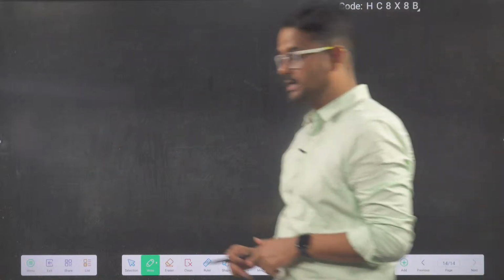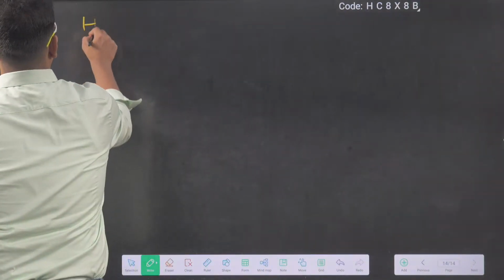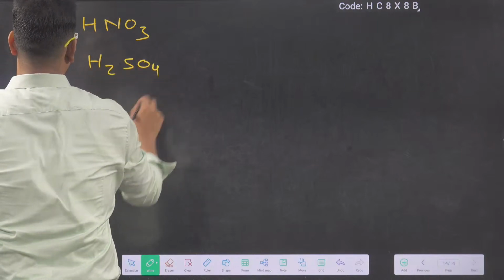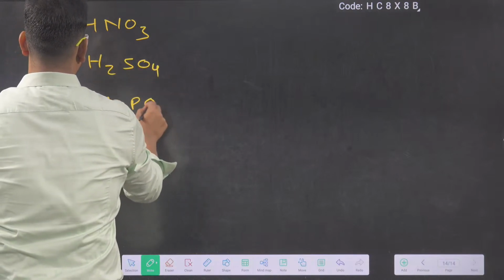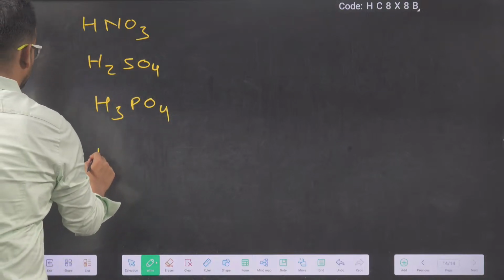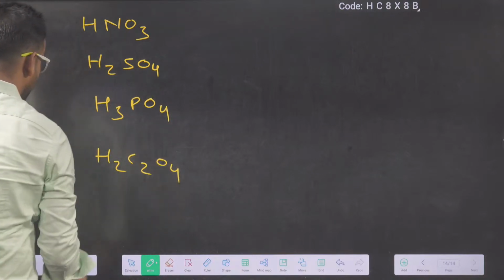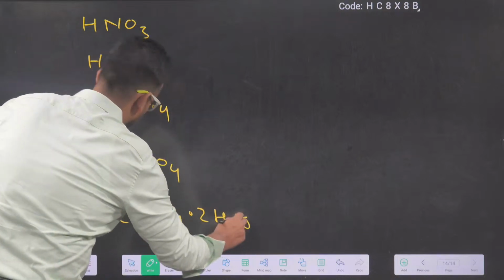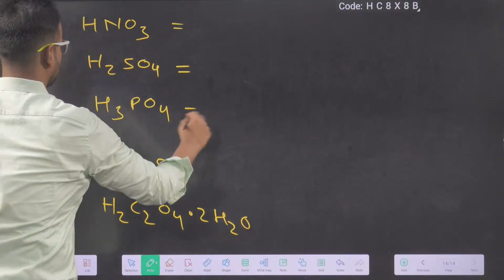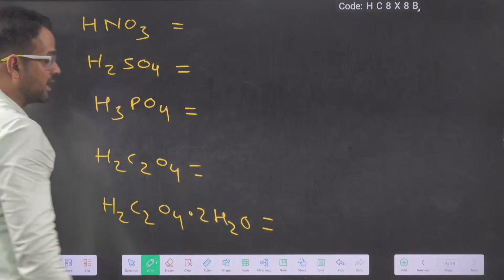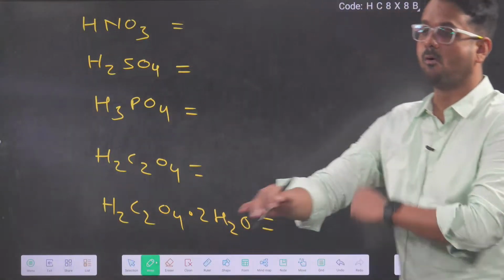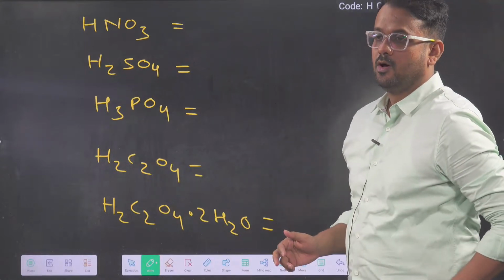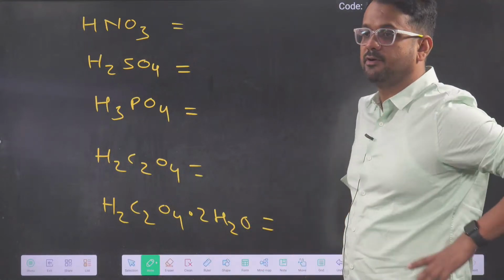Okay, next examples. HNO3, H2SO4, H3PO4, H2C2O4, H2C2O4 dot 2H2O. Find out the relative molecular masses for these things. Phosphorus is 31.